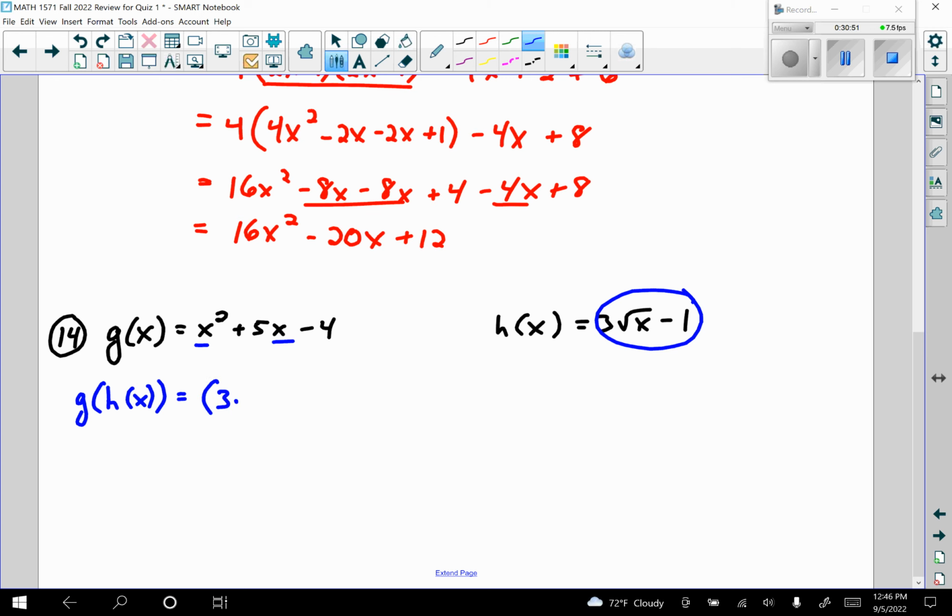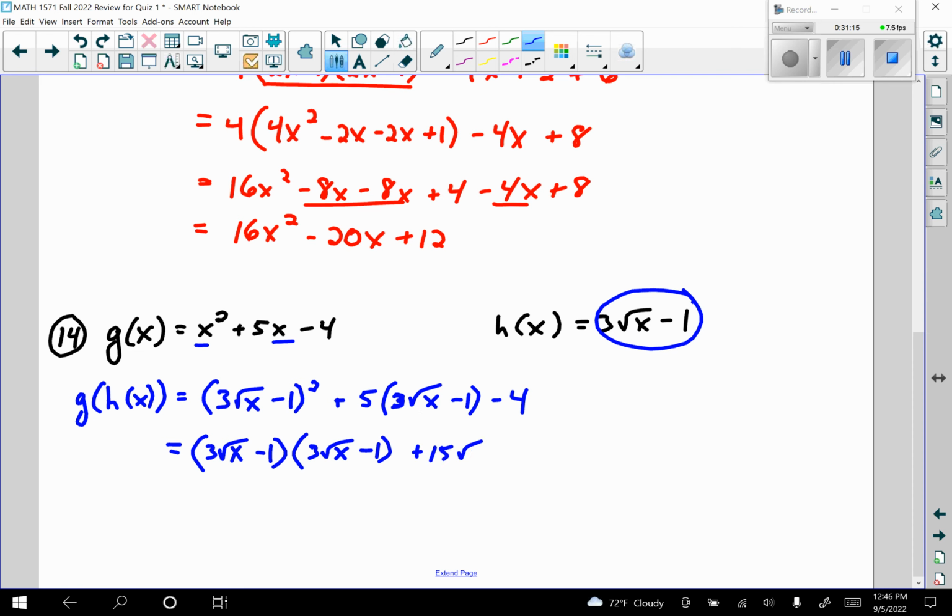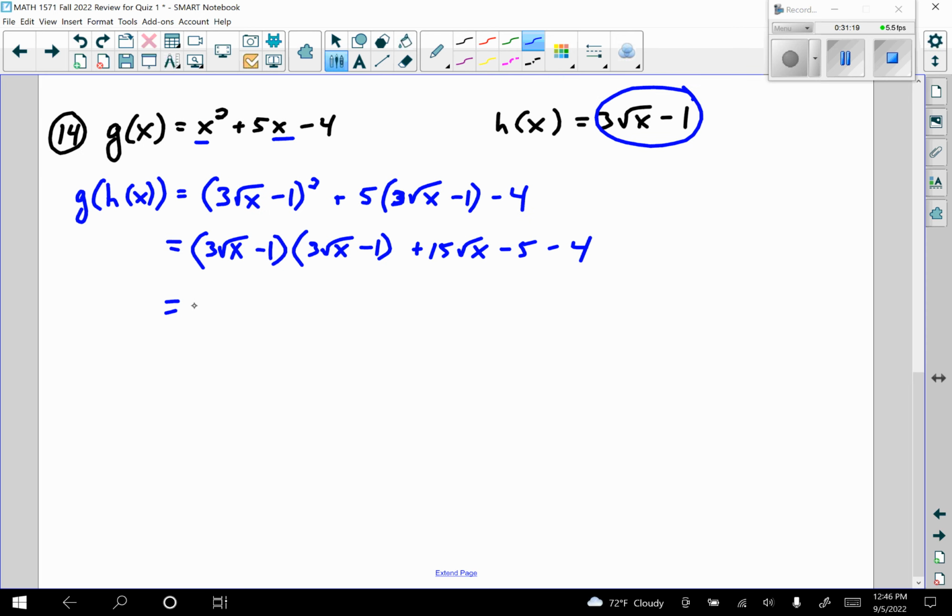So we have the quantity 3 radical x minus 1 squared plus 5 times the quantity 3 radical x minus 1 minus 4. Again, I'm going to write this out side by side to multiply it very carefully. Next, I can go ahead and distribute the 5, so we'll get plus 15 radical x minus 5, and then minus 4.